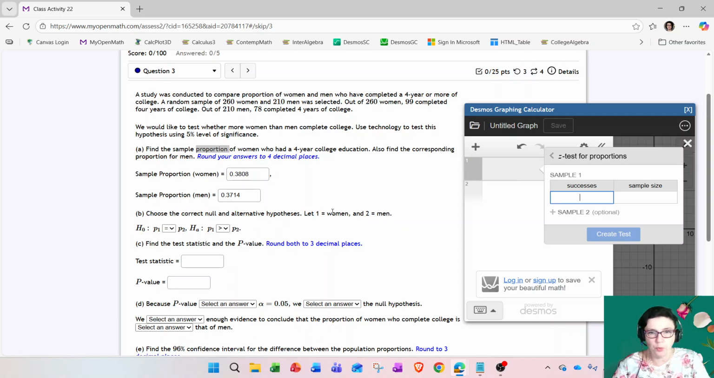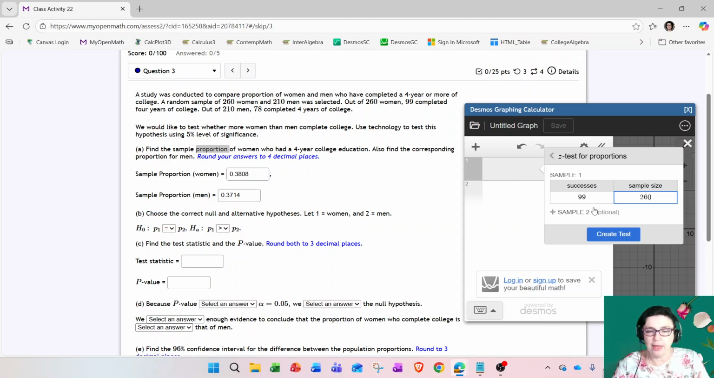So number one is the women, and there are 99 out of 260. Now, if you make a mistake and put them in the wrong order, Desmos is not going to let you continue. It's going to say, excuse me, what are you doing? Your number of successes is always less than the number of trials.